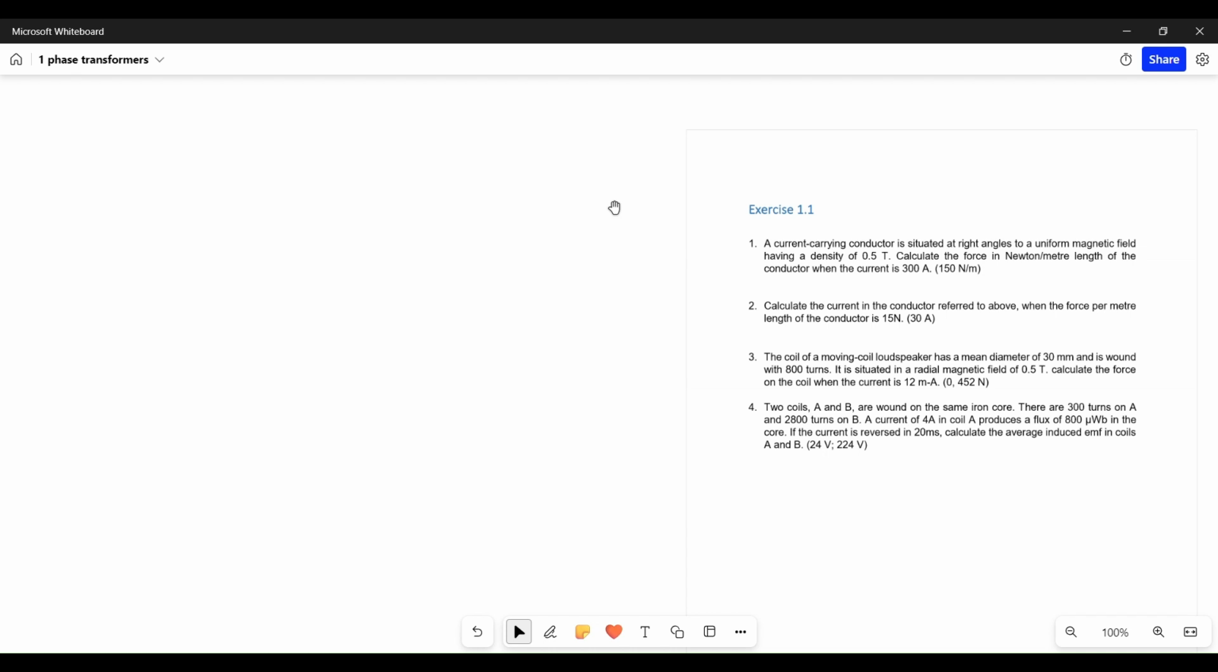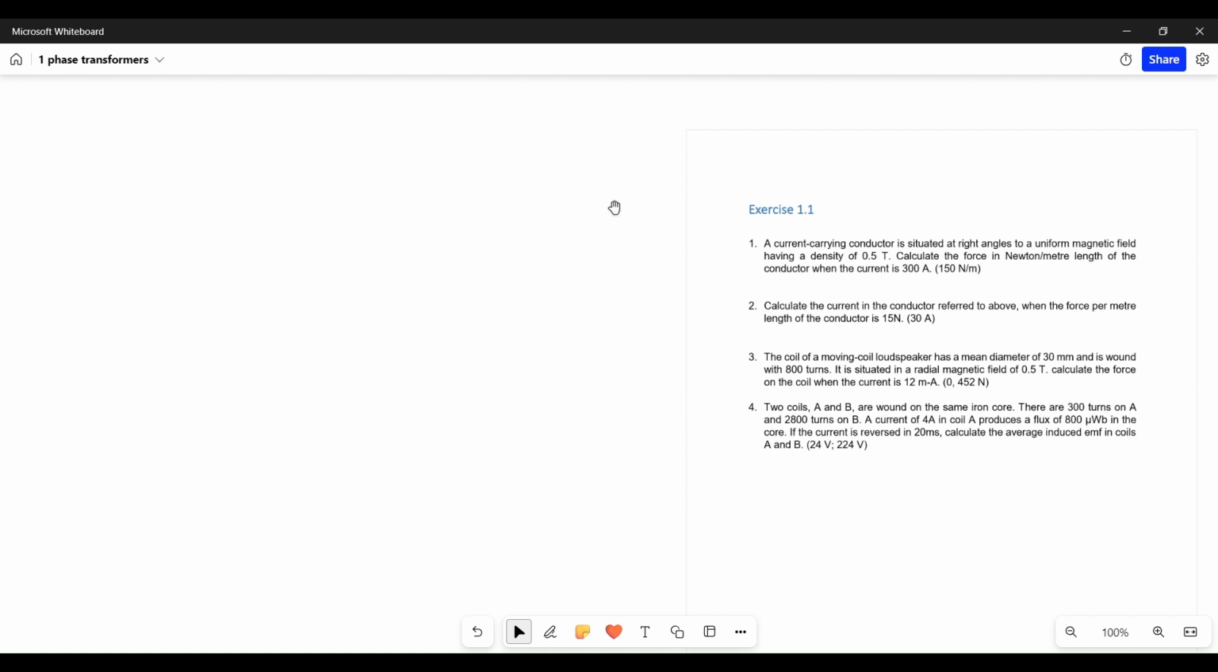Question number 1 says, a current carrying conductor is situated at right angles to a uniform magnetic field having a density of 0.5 Tesla. Calculate the force in Newton per meter length of the conductor when the current is 300 ampere. So we are told that we must calculate the force in Newton per meter length.